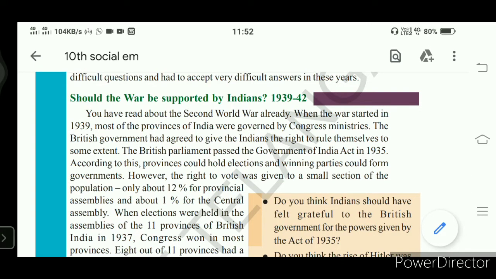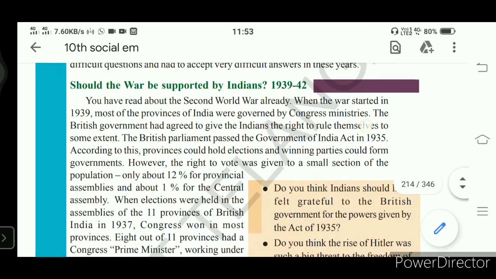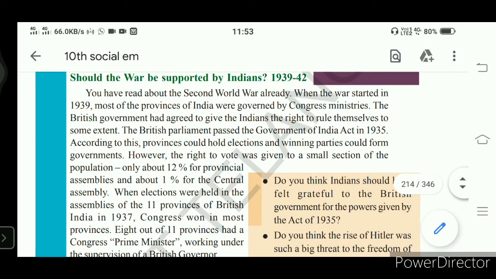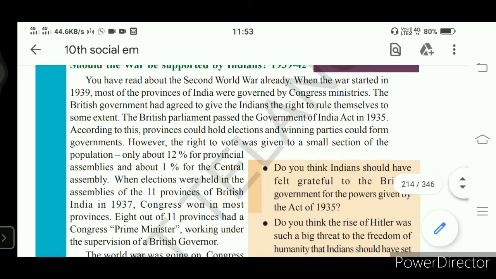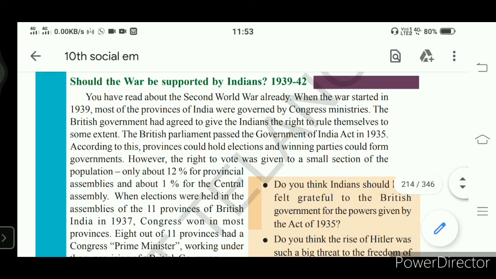So the British Parliament, after passing the Government of India Act 1935, which says elections should be conducted and winning parties are allowed to form the government. So for this, right to vote is very essential to allow the people to take part in elections. So elections are conducted at national level, and national in the sense central level, and at states level. At that time those were called provinces.